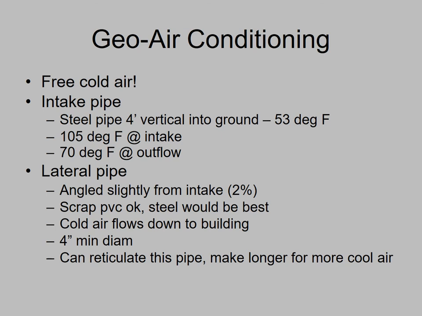So a little bit of information about that geo air conditioning intake pipe. It goes down at least 4 feet, and usually the temperature is around 53 degrees Fahrenheit that far down. As hot air leaves the ceiling of that dwelling, cool air from underground is pulled in, and warm air is pulled out from the intake pipe, but it cools down once it goes below, down to the lateral pipe.